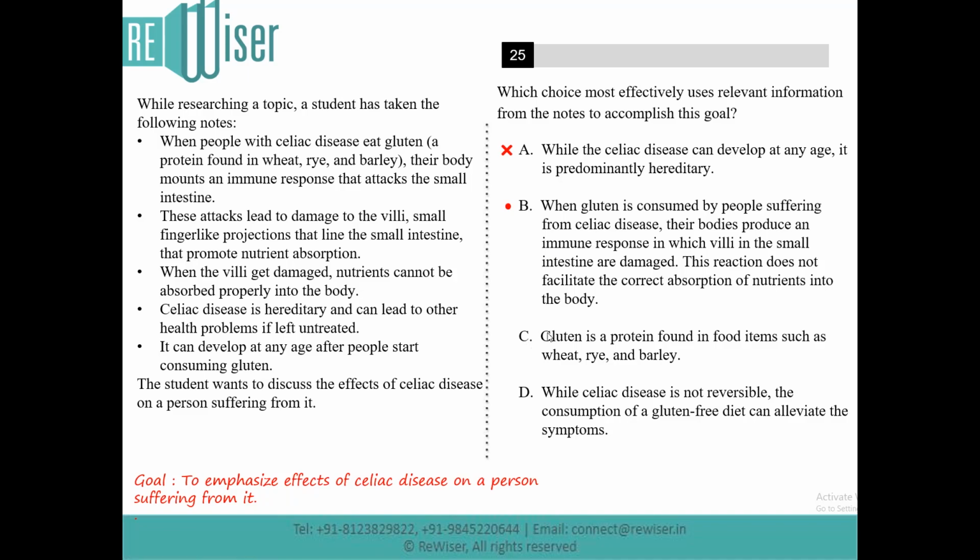Gluten is a protein found in food items such as wheat, rye, and barley. Option C just talks about the fact. It doesn't talk about the effects of celiac disease. So C can be eliminated. Moving on to option D.